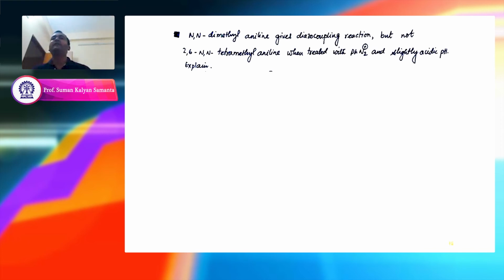N,N-dimethyl aniline gives diazocoupling reaction, okay, but not 2,6,N,N-tetramethyl aniline. What will happen? 2,6,N,N-tetramethyl aniline. Can you visualize the structure? In your aniline, N has 2 methyl groups and at the 2,6 positions you have 2 methyl groups. So what will happen there?